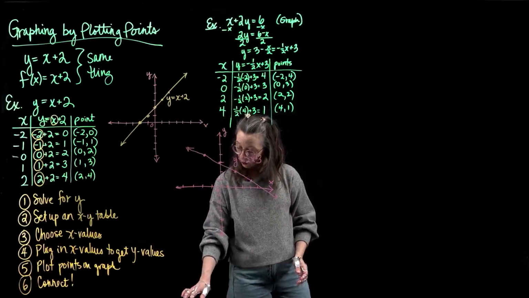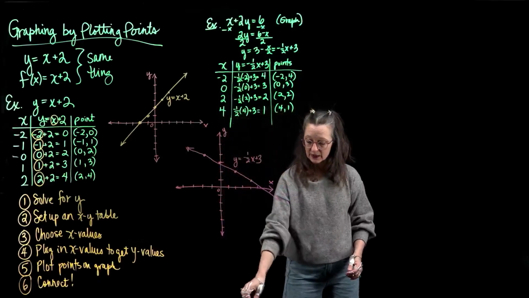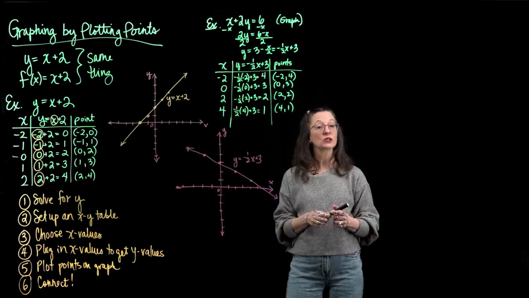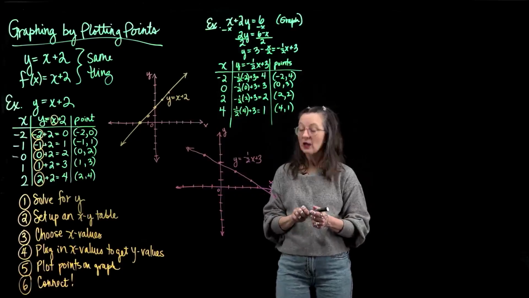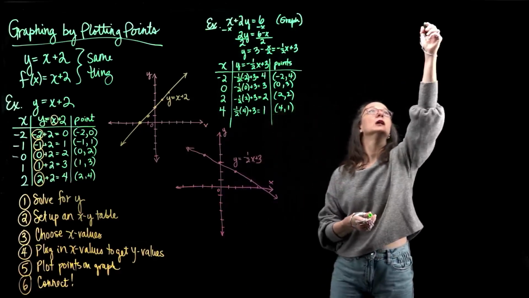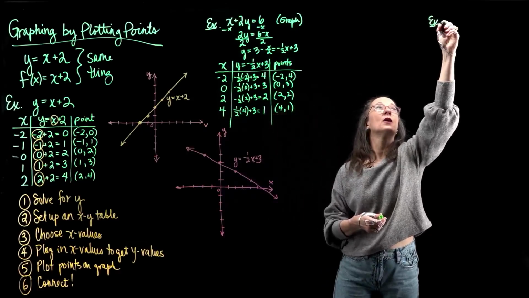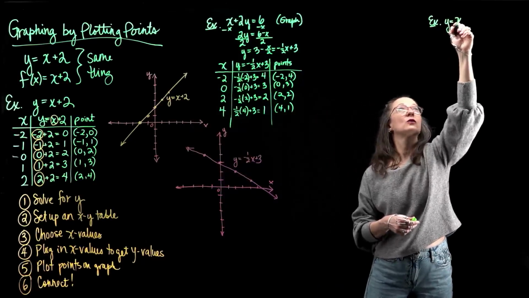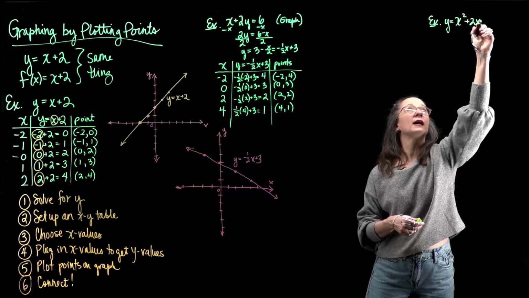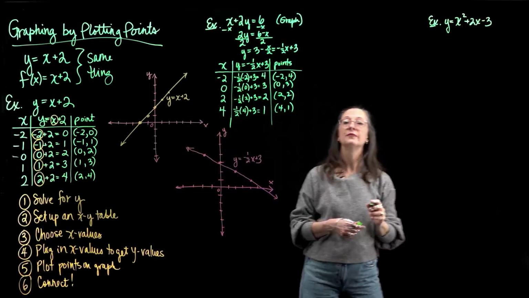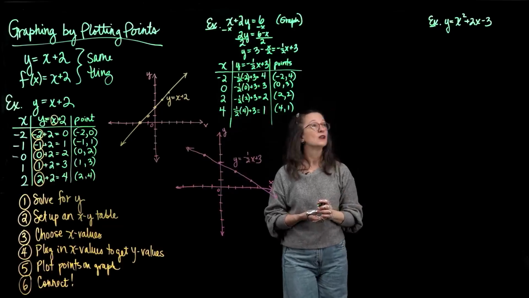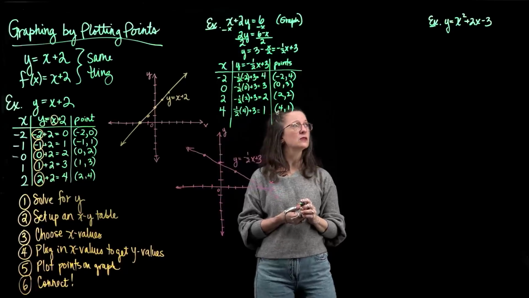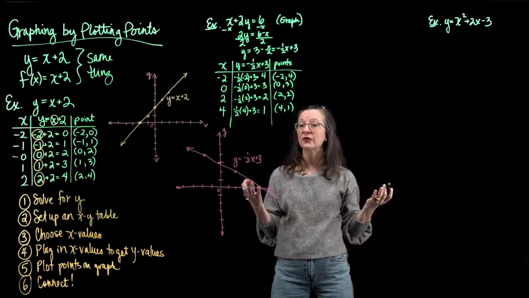Let's look at one that's a quadratic. Sometimes a quadratic looks a little more complicated, but really we're just going to approach it the same way. So my example here is going to be y equals x squared plus 2x minus 3. Now I don't have a fraction, so I don't have to be super careful about the x values that I choose, and it's already solved for y.